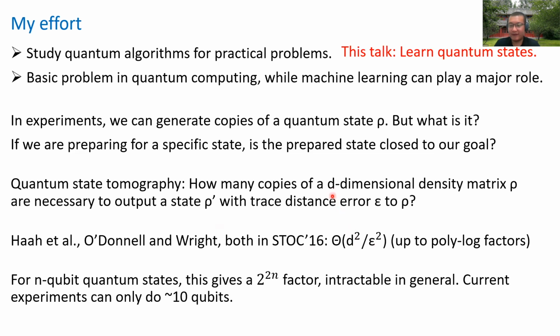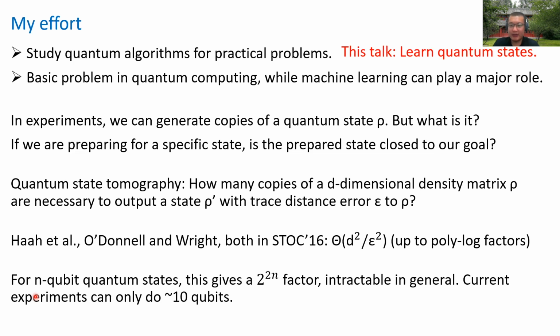We want to be careful here, because the d we are talking about is the dimension of the state. If we have an n-qubit quantum state, it is a density matrix, so this gives a factor of 2 to the n squared, which is 2 to the 2n, and this is just intractable in general. Currently, the largest number that experimental physicists can do such quantum state tomography for is roughly 10 qubits or maybe 12 qubits.